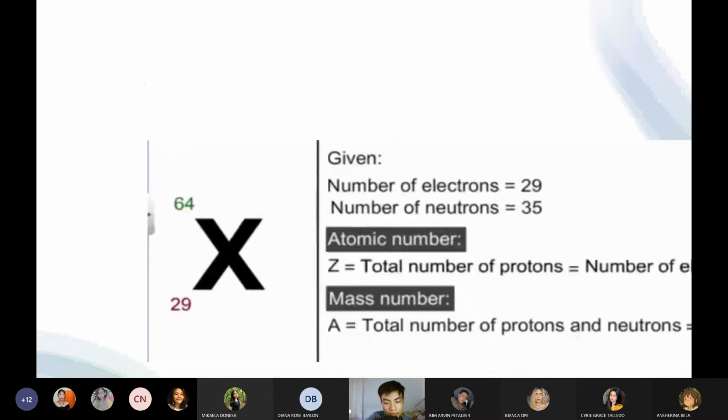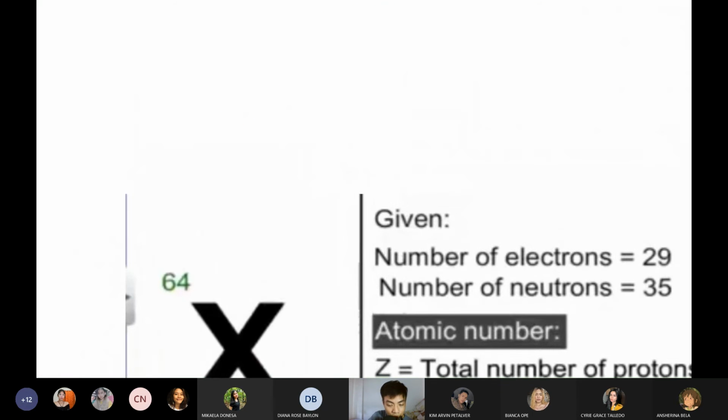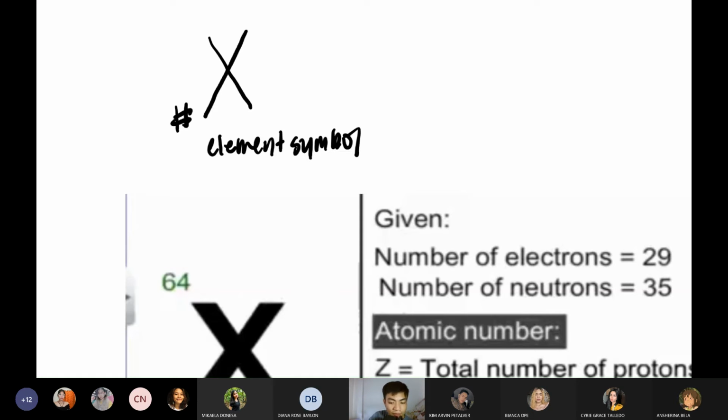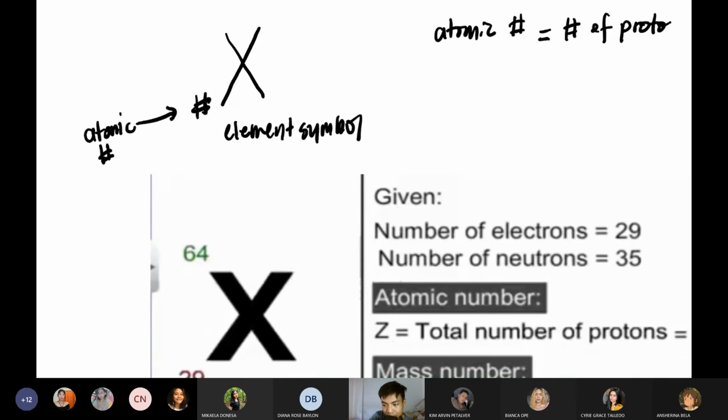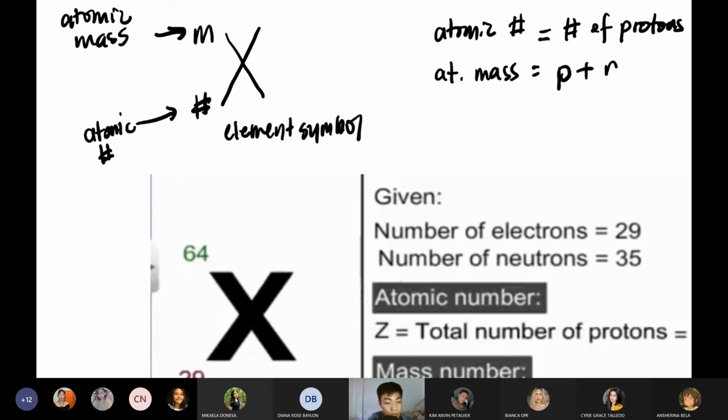So again, let me erase this so you can see more clearly. You have your element symbol. The number at the bottom left is called the atomic number. So the atomic number is equal to the number of protons. Okay, that's all. The number at the top left is called the atomic mass. Now, how do we solve for the atomic mass? That is just the sum of the proton plus the neutron. When you add the two, you will have your atomic mass.